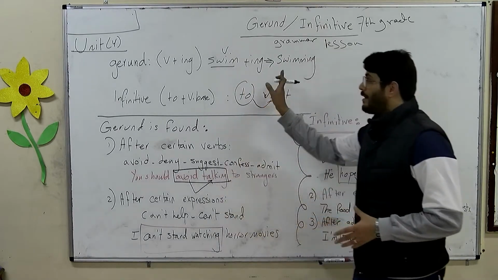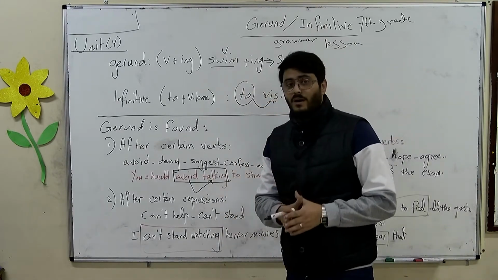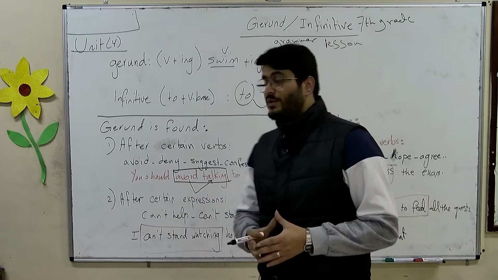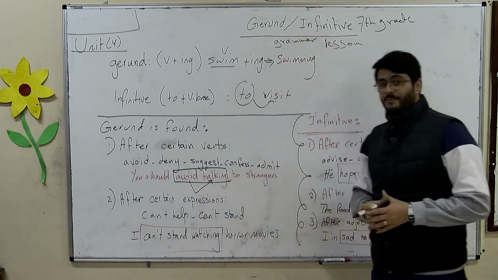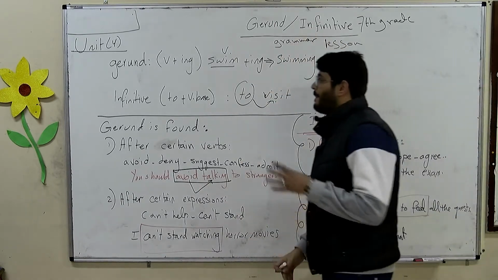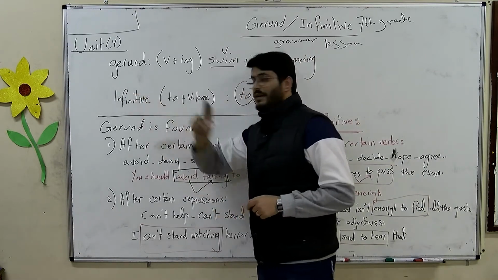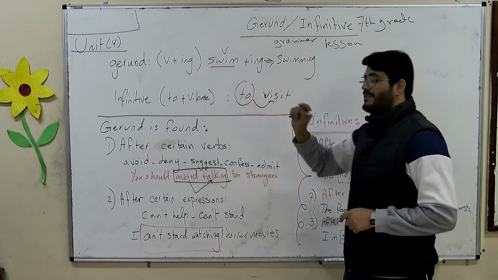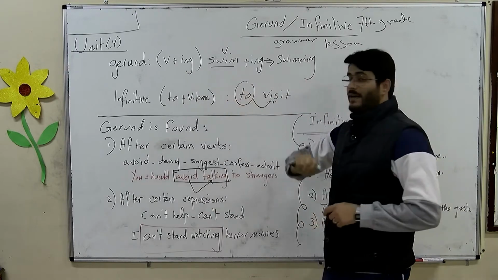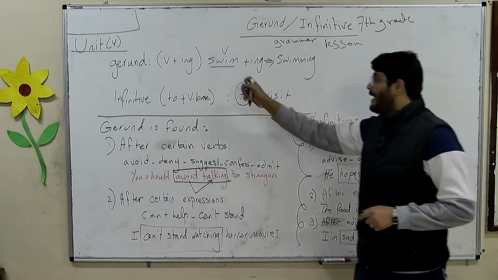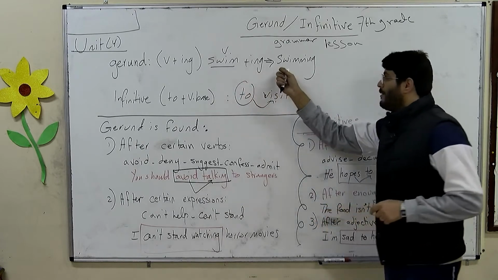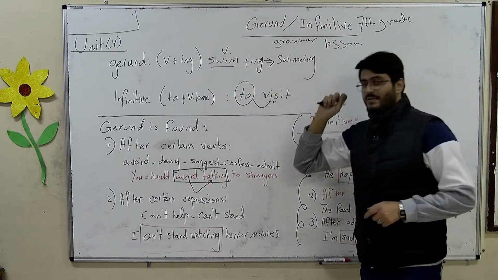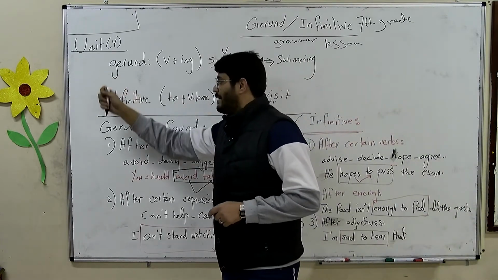In this video we are going to talk about the last part of our grammar lesson, which is the gerund and infinitive. So my students, you have to know that the gerund is verb plus ing. Let's see the example that we have. Swim is the verb, and when we add the ing, the word is swimming, which is the gerund. This is the first one, for the gerund.